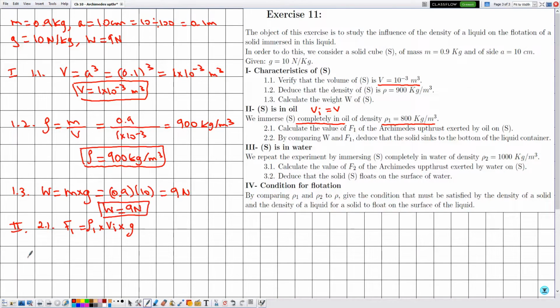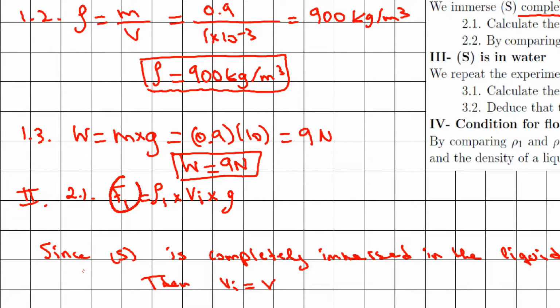Now let's say the following, that since S is completely immersed in the liquid, then Vi is equal to V. Now let's rewrite the expression of F1, replacing Vi by V.